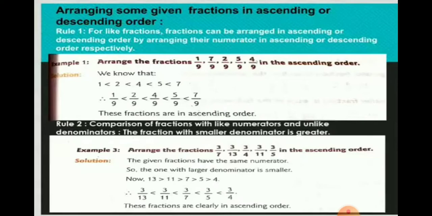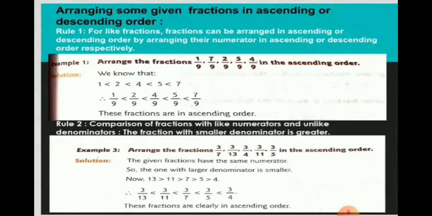Now second, comparison of fractions with the same numerator and unlike denominators. The fraction with the smaller denominator is greater. So you can see, arrange the fractions here. You can see the given fractions have the same numerator, so the one with the larger denominator is smaller. So here 13 is greater than 11, then 7, and then 5, and then 4.